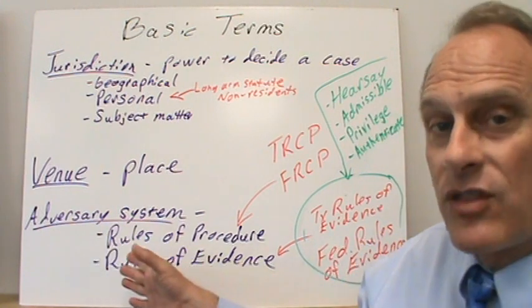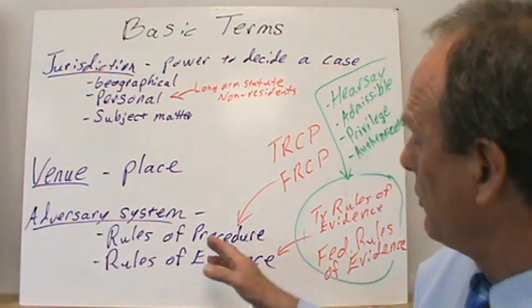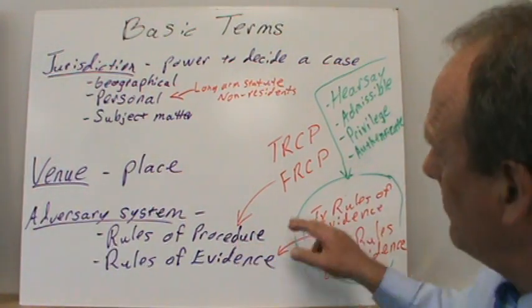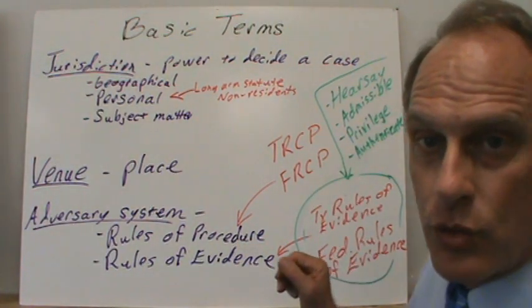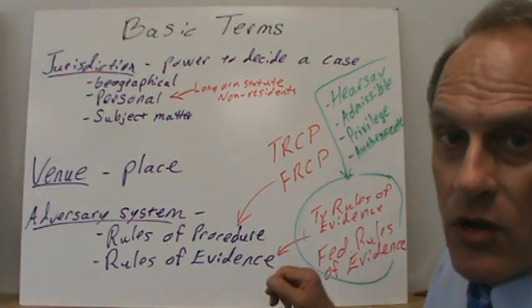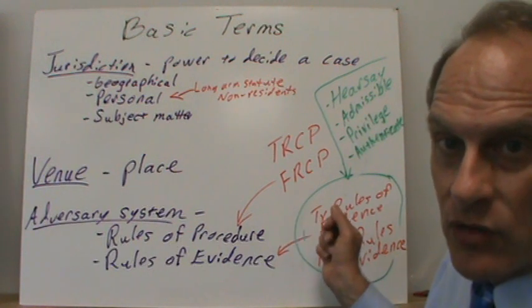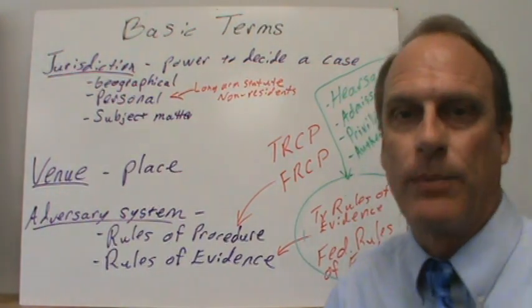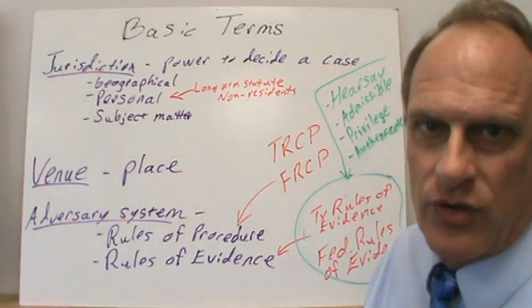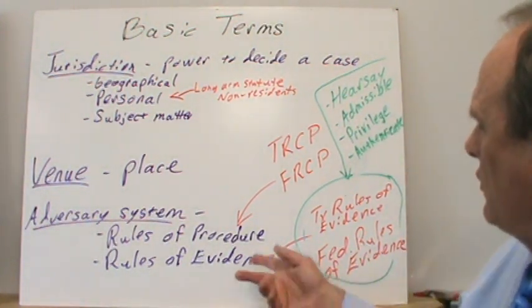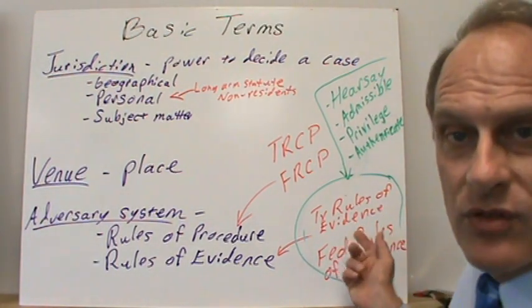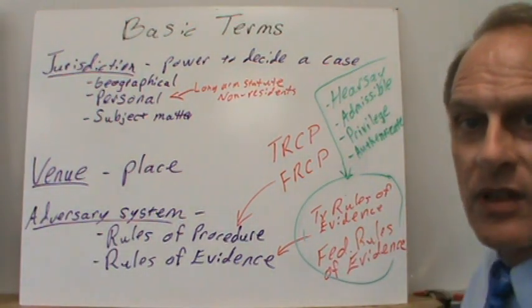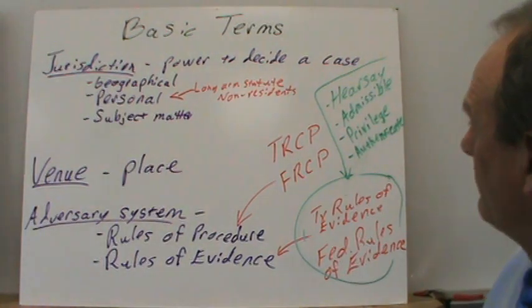Now, as we do that, though, we have to follow rules of procedure. And in Texas, we have something called the TRCP, the Texas Rules of Civil Procedure, and there's a counterpart called the Federal Rules of Civil Procedure. And then when it comes time to presenting evidence to the court, that's how we present our case, well, we have rules there too. And in Texas, we have the Texas Rules of Evidence, and then there's the federal counterpart, the Federal Rules of Evidence.